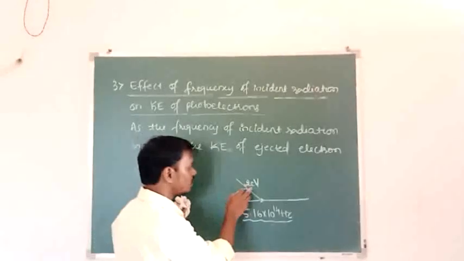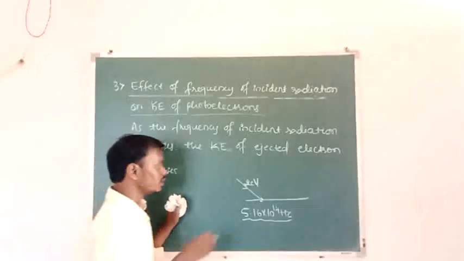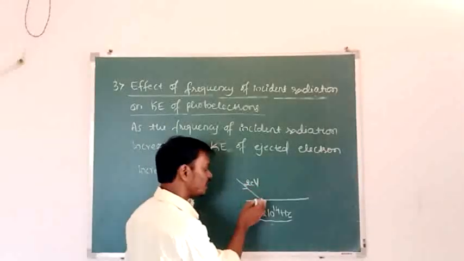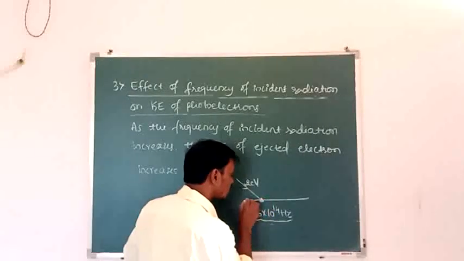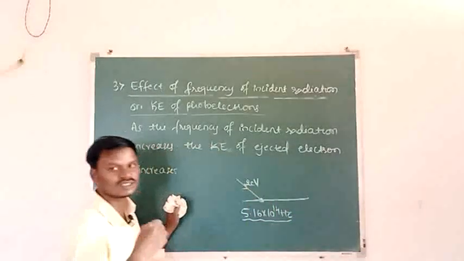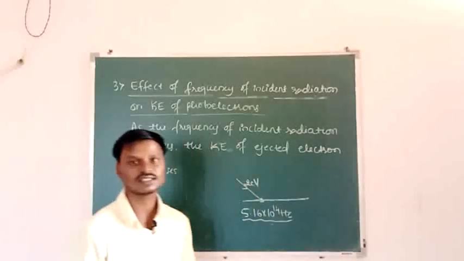But how much energy is given to the surface of the cesium metal? Only 2 electron volt. Means here the frequency is less than threshold frequency. There is no ejection of electron from the surface of the metal. If there is no ejection of electron from the surface of the metal, then there is no photoelectric emission.